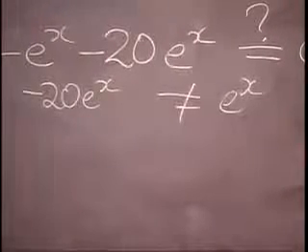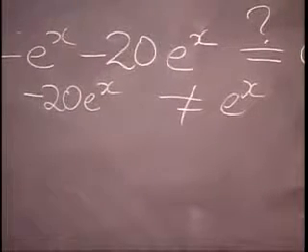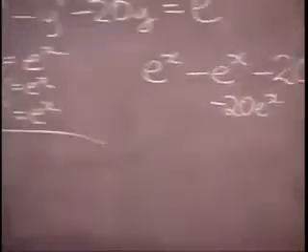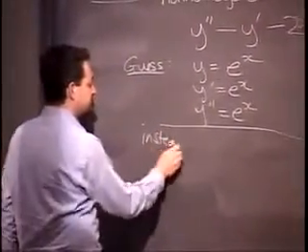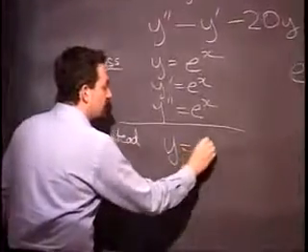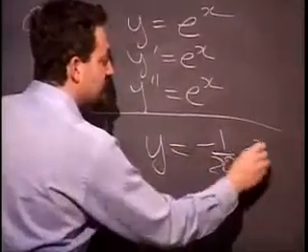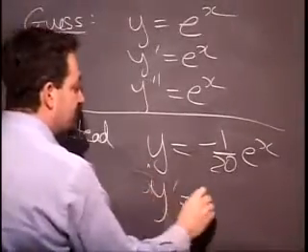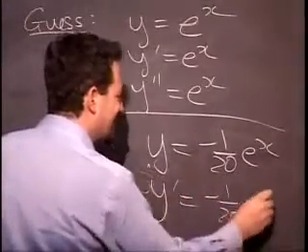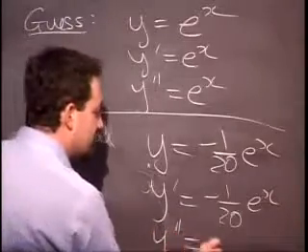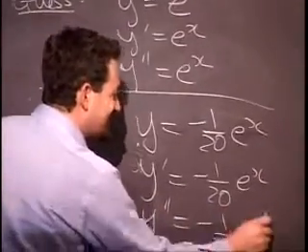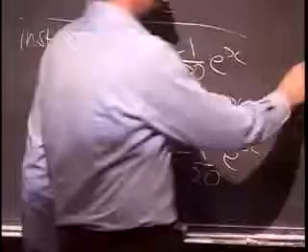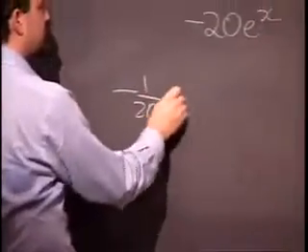It's got an e to the x on both sides, so all I have to do is divide by minus 20. So instead, y equals minus 1/20th e to the x. Let's try that. Now dy/dx, or y prime, is the same thing, and y double prime is the same thing. And when I substitute it in, I'll get a minus 1/20th outside of everything.